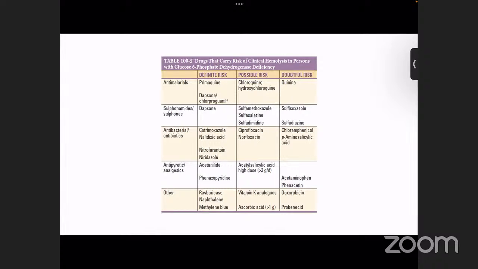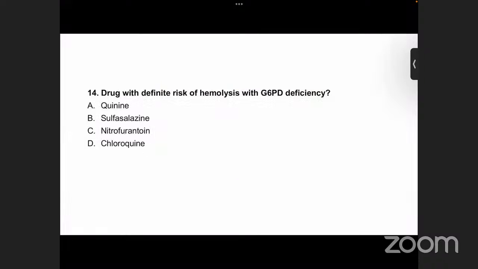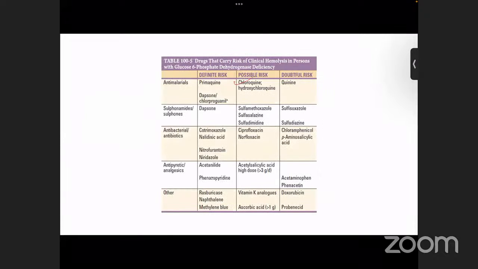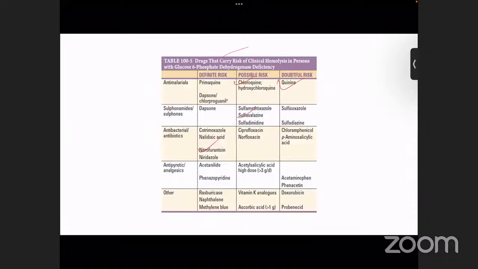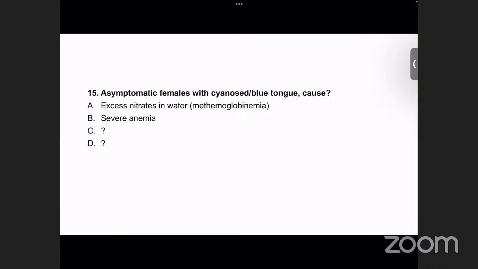Again, here the options are quinine, sulfasalazine, nitrofurantoin, and chloroquine. So here the answer would be nitrofurantoin. The definite category is from the Harrison chart: definite risk, possible risk, doubtful. The other options, quinine, chloroquine, and sulfasalazine, are in the possible and doubtful risk categories. So definitely nitrofurantoin is the answer here.